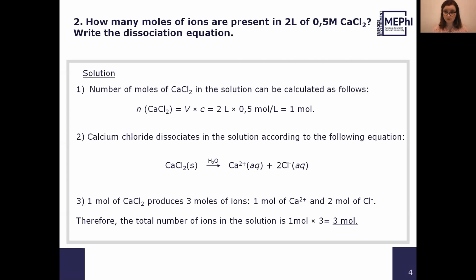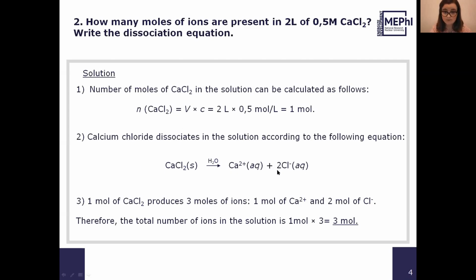Here we have to find out how many moles of ions are present in 2 liters of 0.5 molar calcium chloride solution, and we have to write the dissociation equation. First, we find the number of moles of calcium chloride in the solution, which is quite simple. We multiply the volume of the solution by the molar concentration of calcium chloride. 2 liters multiplied by 0.5 moles per liter gives 1 mole. So that means that 1 mole of calcium chloride is present in these 2 liters of the solution.